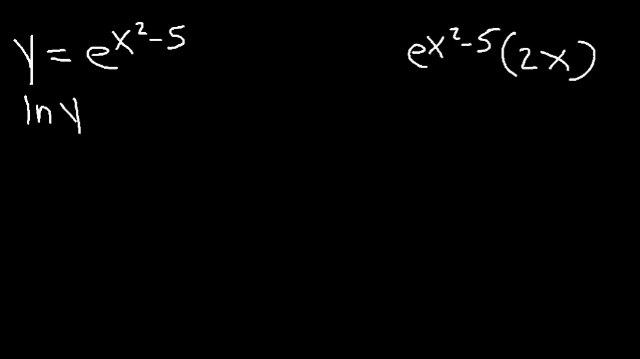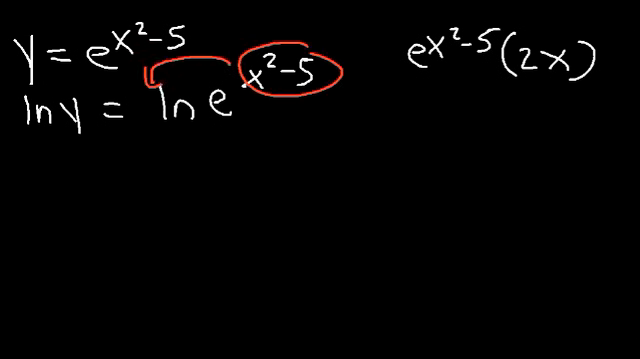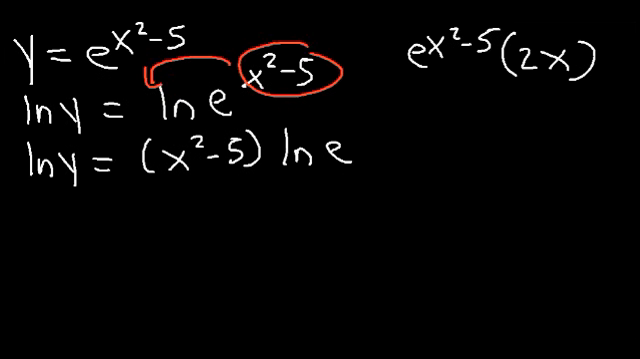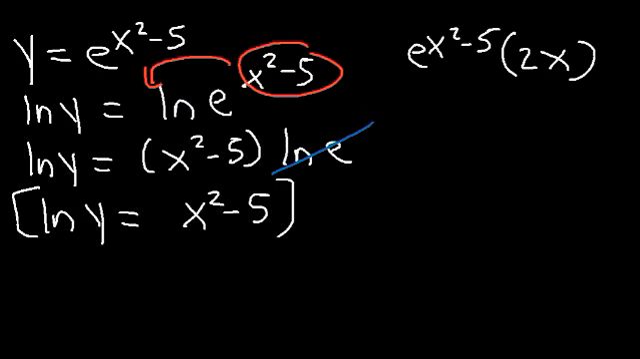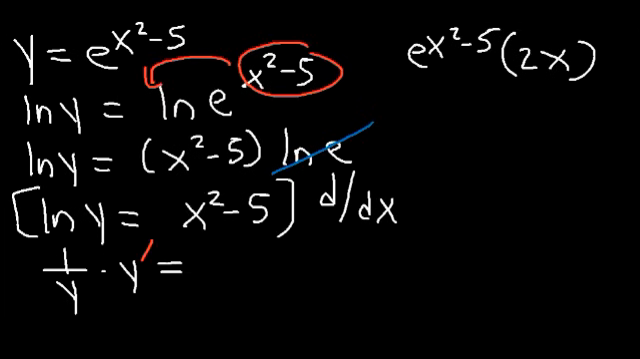So let's take the natural log of both sides. And then let's take the exponent and move it to the front. So it's ln y is equal to x squared minus 5 times ln e. Now we know that ln e is 1, so that disappears. And then it's ln y, which is equal to x squared minus 5. Now let's differentiate everything with respect to x. The derivative of ln y is 1 over y times dy dx, or you can write y prime if you want. The derivative of x squared minus 5 is simply 2x.